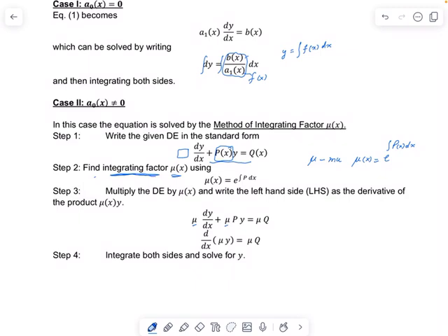When we do this, we see that it becomes much simpler. The left hand side is going to look like the derivative d by dx of mu times y, and the right hand side will be mu times q. Now we integrate both sides; we have to remove the dx over here and then integrate. The left hand side just gives us mu y, because the d and the integral sign cancel out.